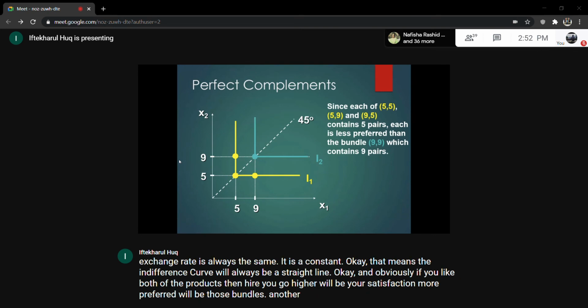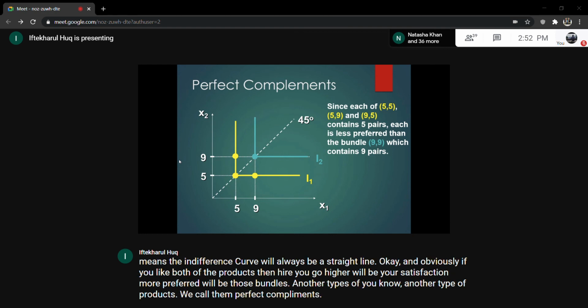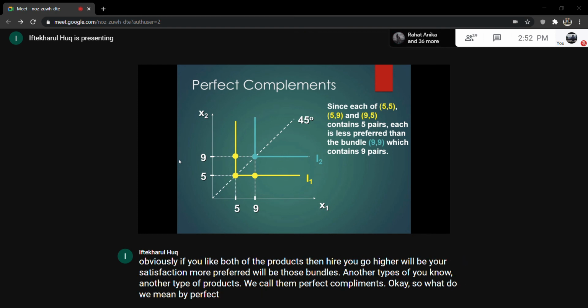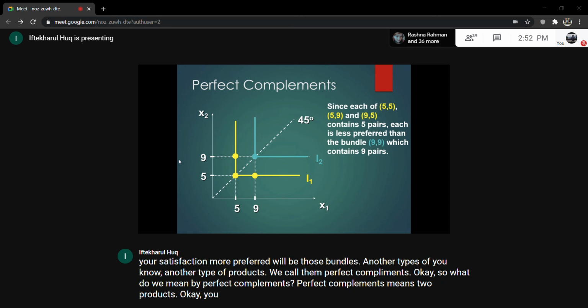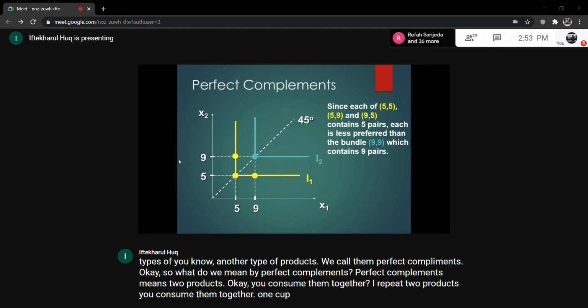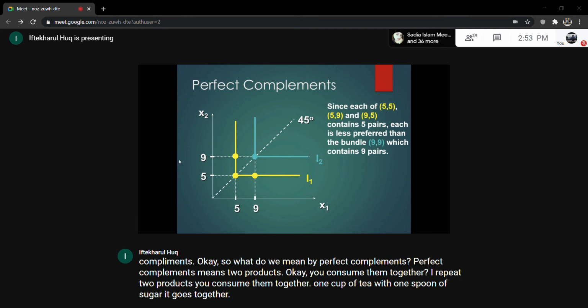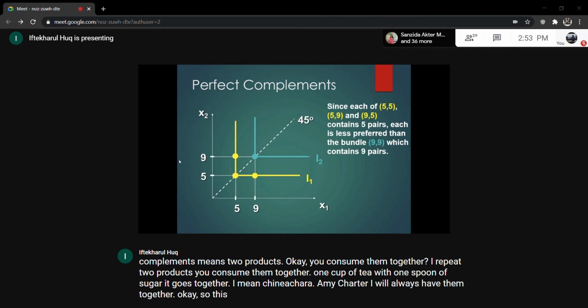Another type of product, we call them perfect complements. Okay, so what do we mean by perfect complements? Perfect complements means two products, you consume them together. I repeat, two products, you consume them together. 1 cup of tea with 1 spoon of sugar. It goes together. আমি চিনি ছাড়া চাও খাবো না, আমি চা ছাড়া 1 চামচ চিনিও খাবো না। I will always have them together. Okay, so this is perfect complements.